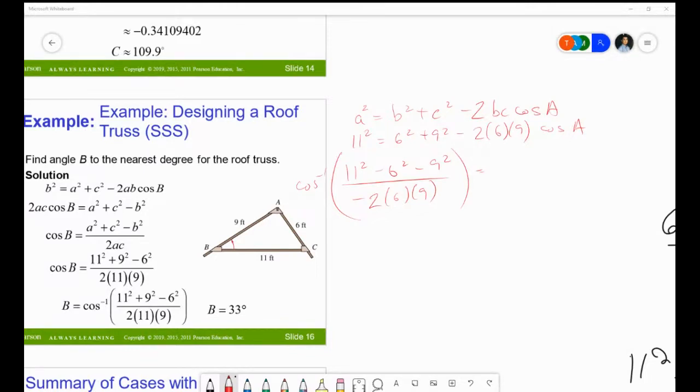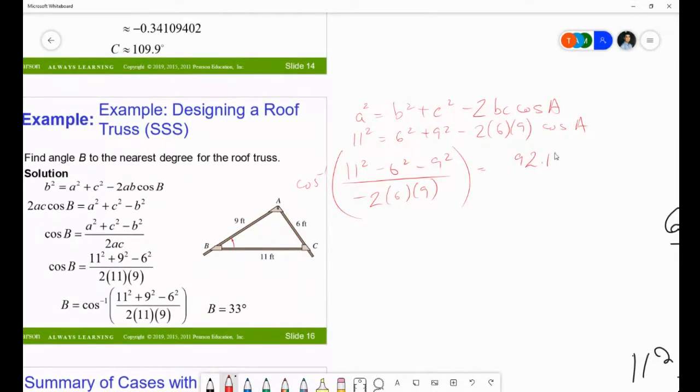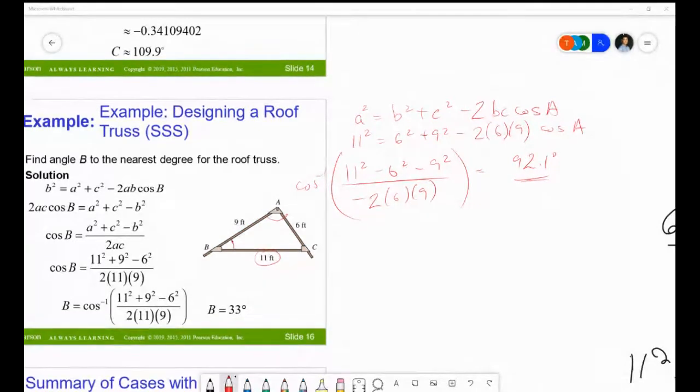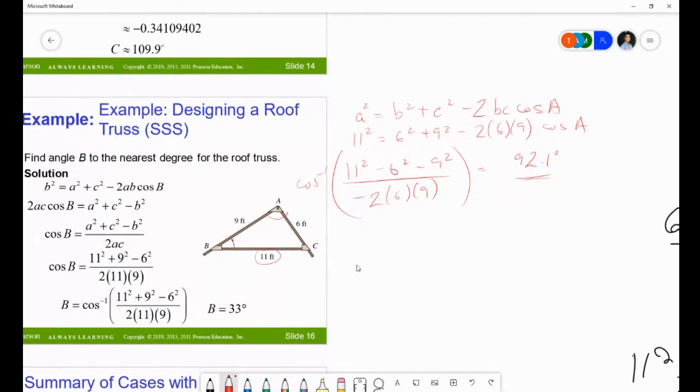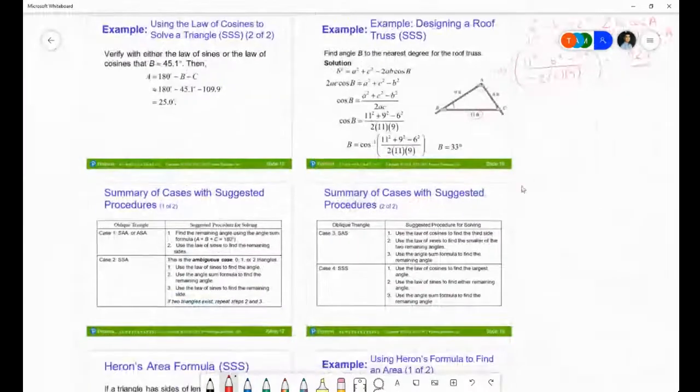And you should get, let's see what Elena got here. Elena, you got 92.1. Okay, so that makes sense because that is the largest one. And you can see here in this picture that since this is the longest side, that means angle A should be the largest angle. Mai, did you get the same thing? Terry? Yes, I did. Awesome.